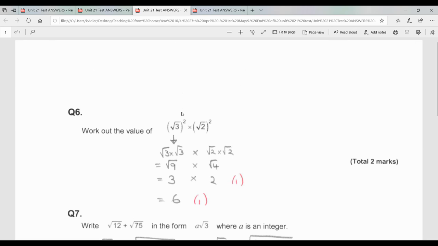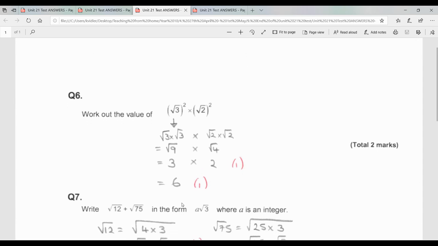Question 6 then, so there's quick ways of doing it. I've tried to write it out to help make it a little bit clearer. Remember, when you square a square root, it cancels each other out. It's the inverse operation. So actually, root 3 squared is just 3, and root 2 squared is just 2. So if you've identified that it's 3 and 2, you get a mark there, and then 3 times 2 gives you 6. So you can rag yourself for question 6. It's a little bit of a trick question on that one.